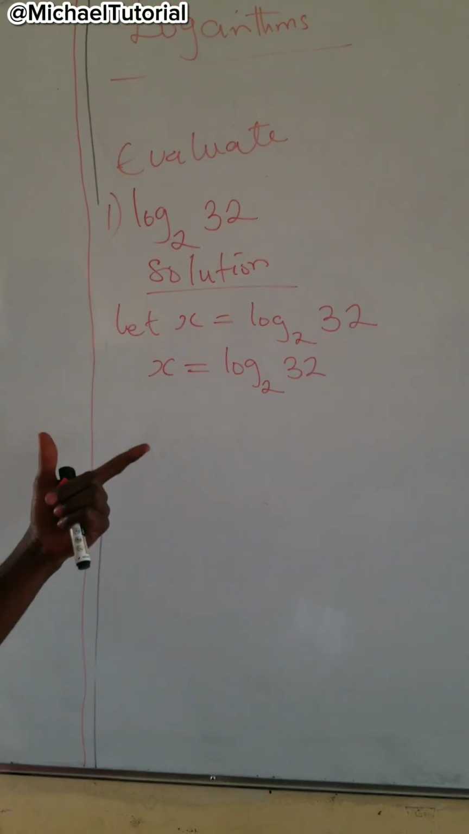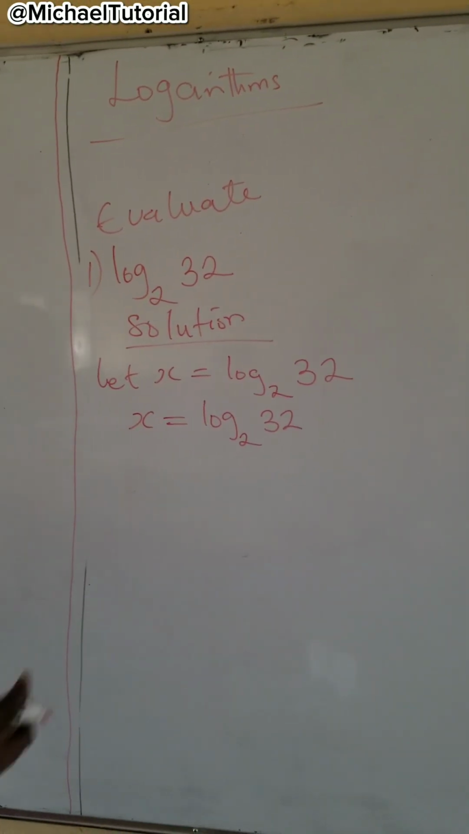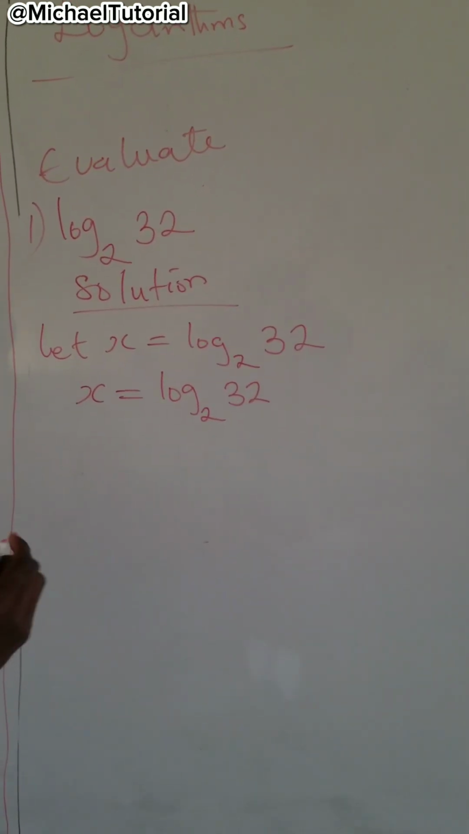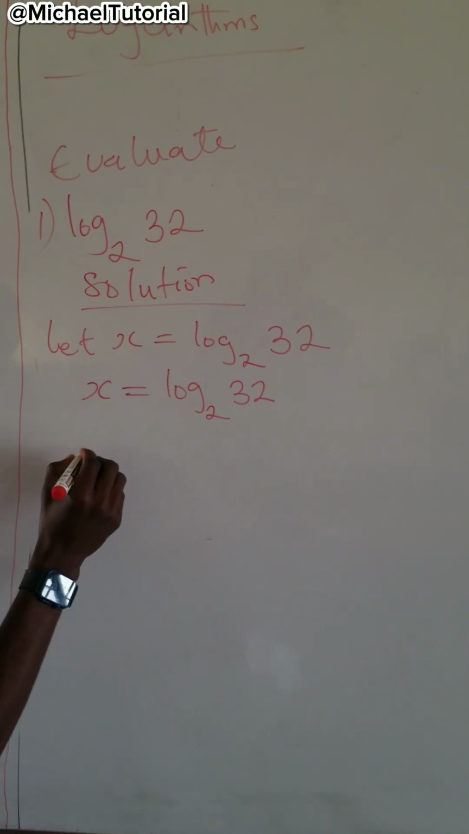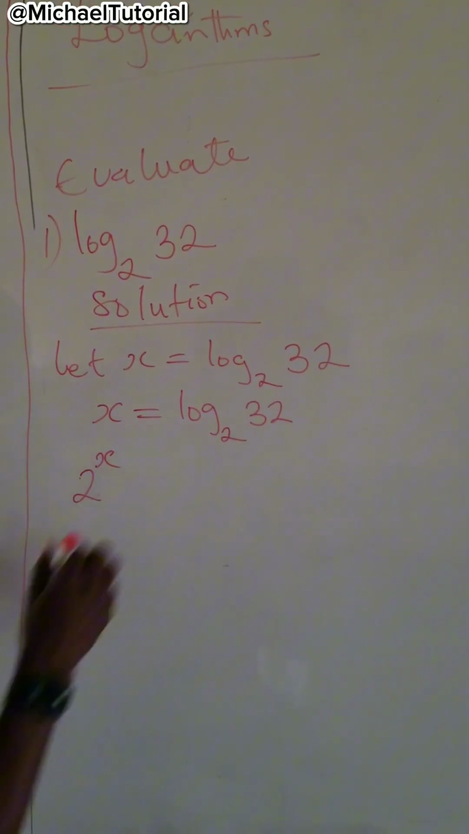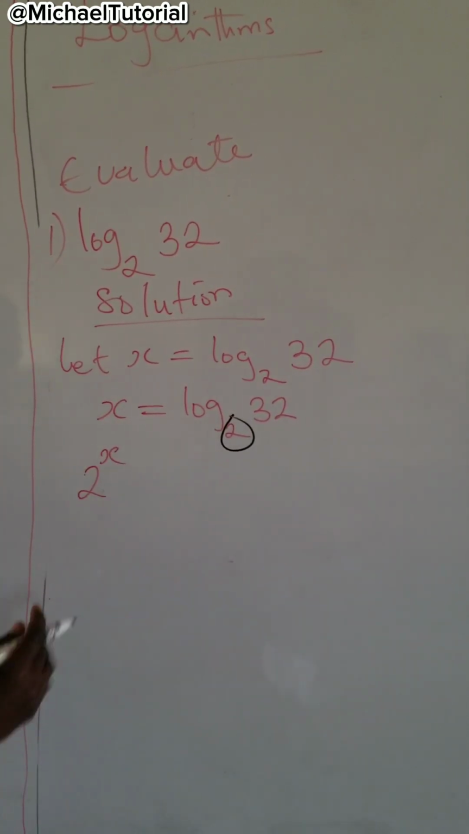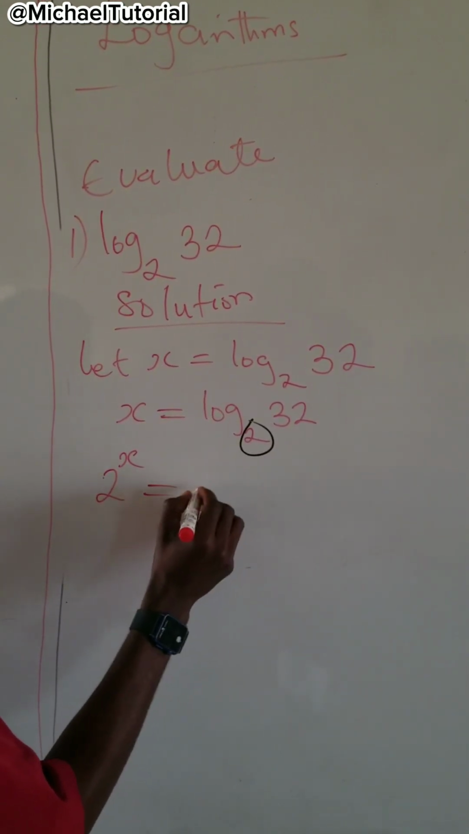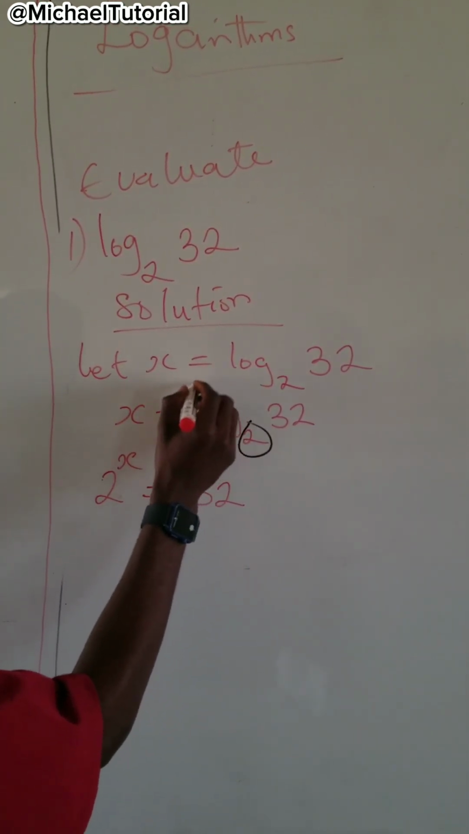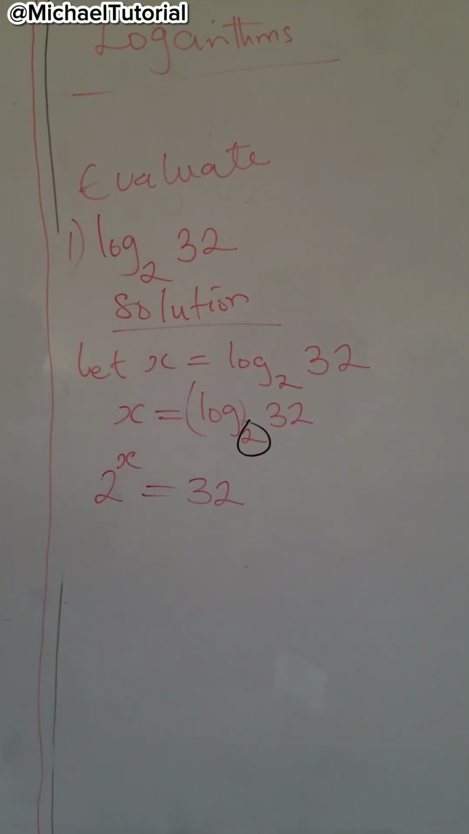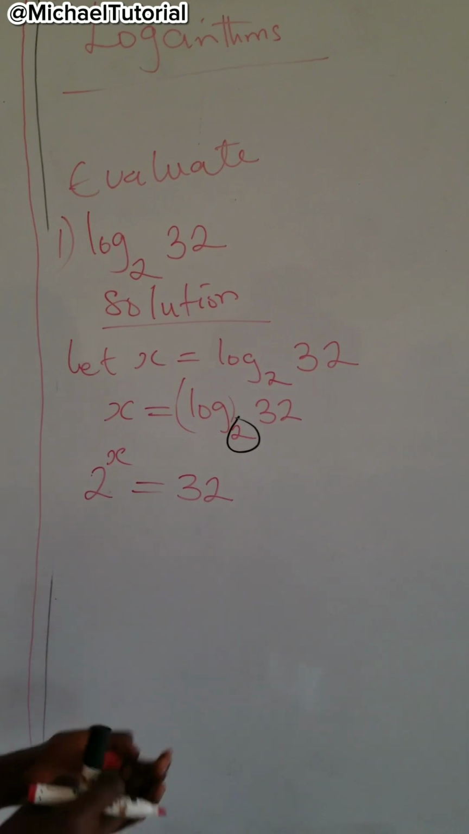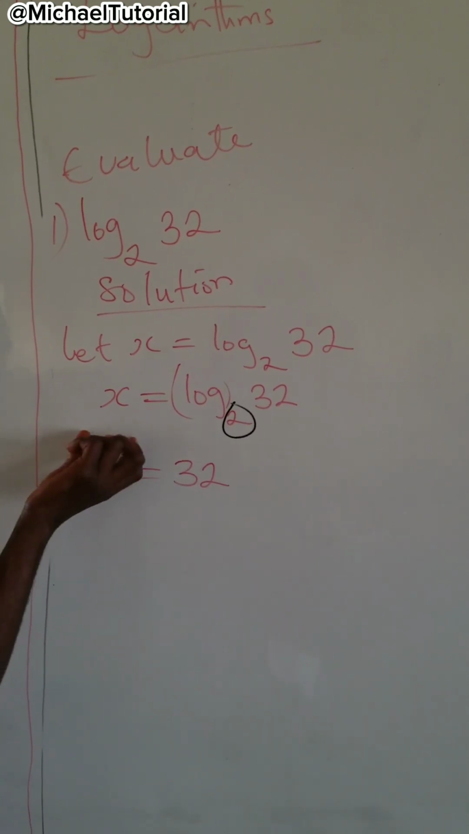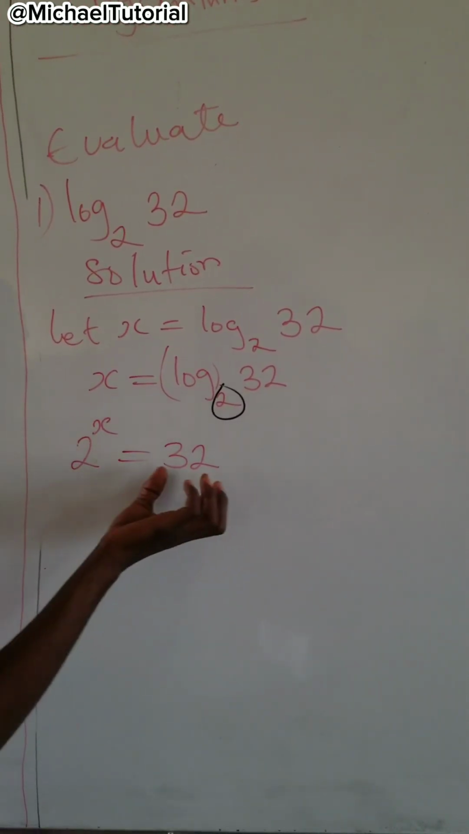From the previous explanation, we see that log in base 10 of 100 is equal to 2. Now let us apply that here, where we have 2 to the power of x. This 2, we bring it to this side, taking x as a power, equal to 32, and that will eliminate the log. Now what we have to do is find the number that, if 2 is raised to that power, will give us 32.